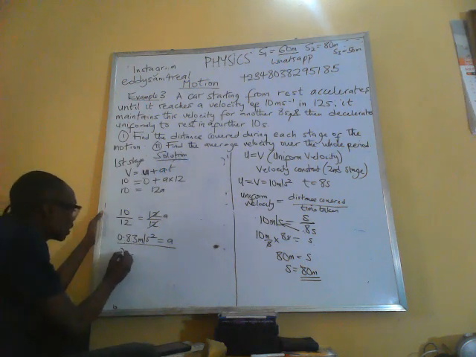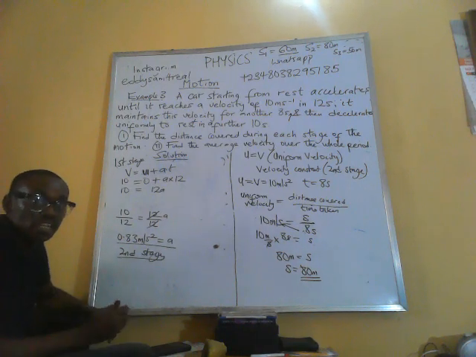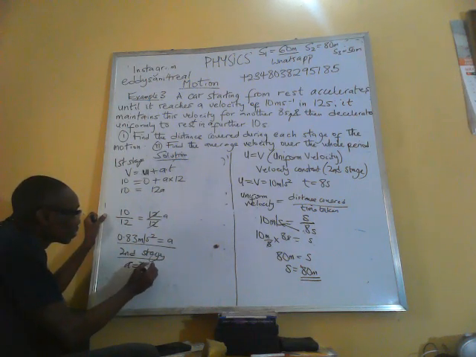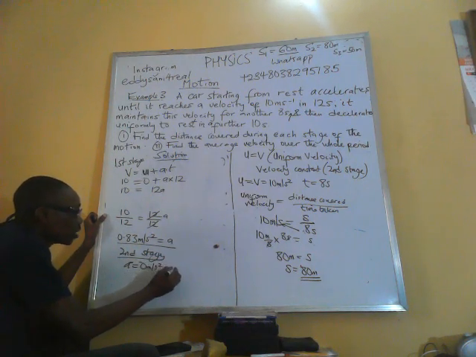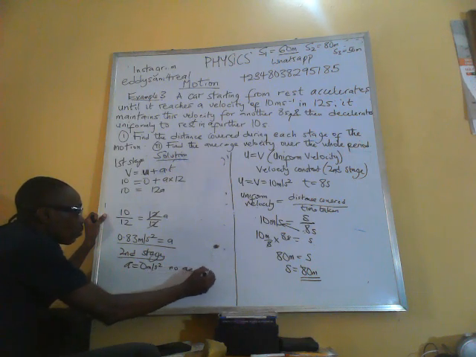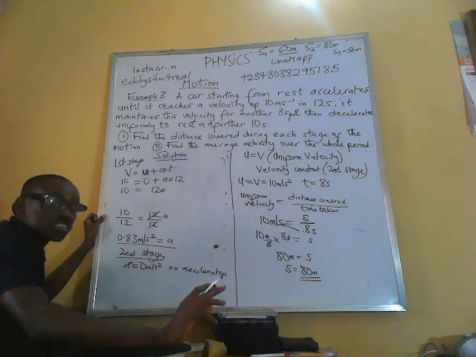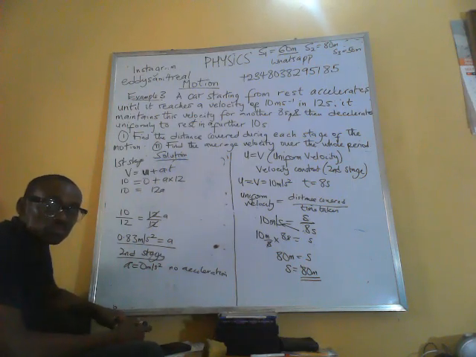During the second stage, the body is not accelerating. The velocity is uniform, so there is no acceleration. Acceleration is 0. When the body is moving with uniform velocity, it doesn't have acceleration. If you calculate it, you end up with 0. So there's no point even wasting your time to go ahead and calculate.